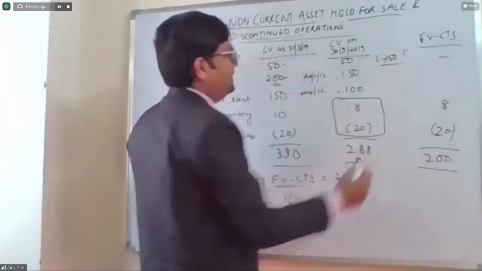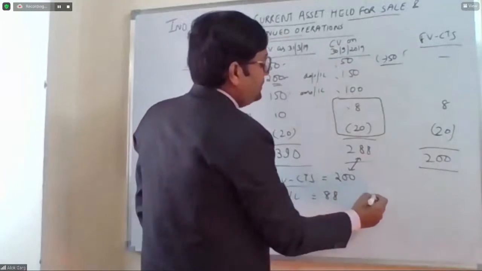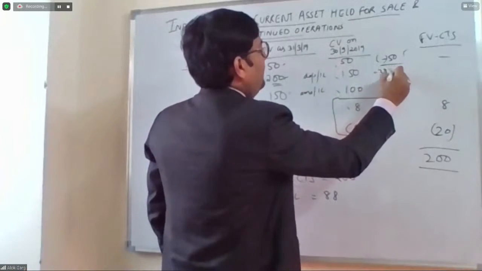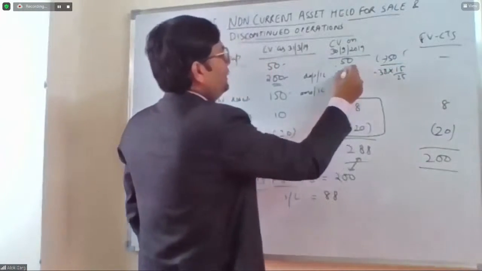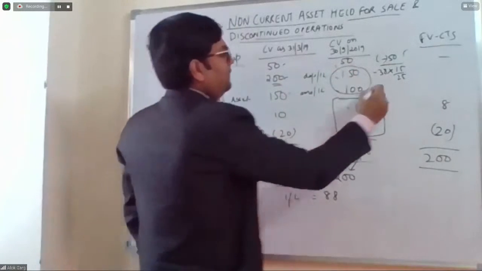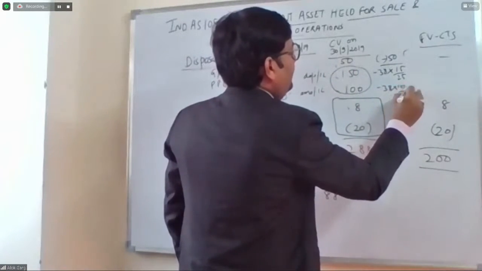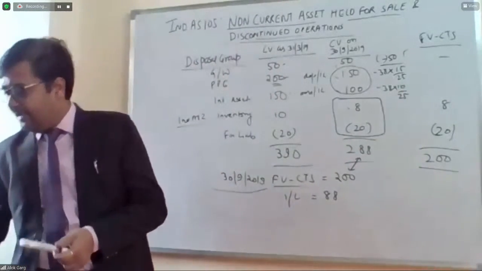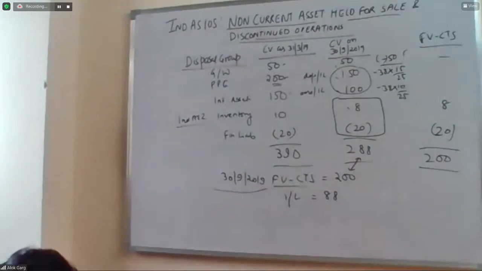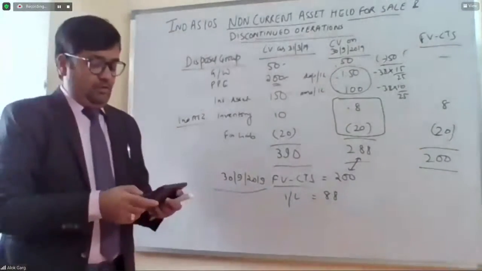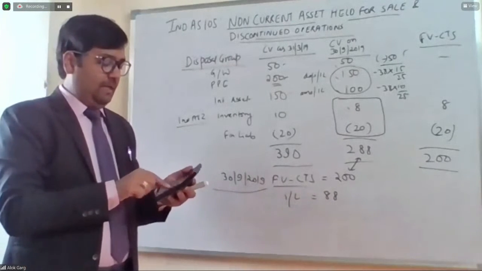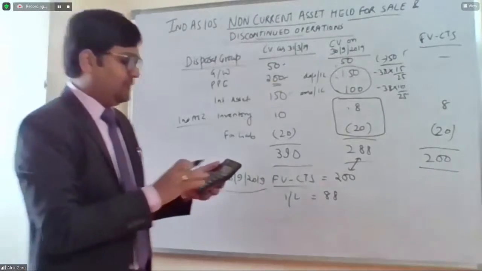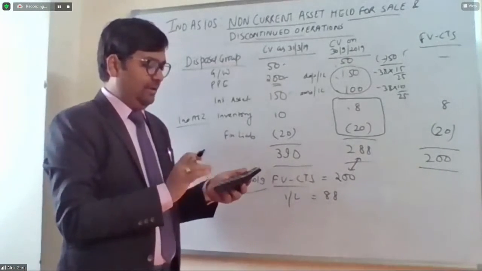Now what will happen with the remaining 38? So 50 rupee has been charged as a goodwill. Now 38 has been left. So this 38 has to be allocated in the ratio of 150 is to 100. Minus 38 multiplied by 15 divided by 25, and minus 38 multiplied by 10 divided by 25. So what will come here? It will come here 38 multiplied by 15 divided by 25. So it will come here like 23.